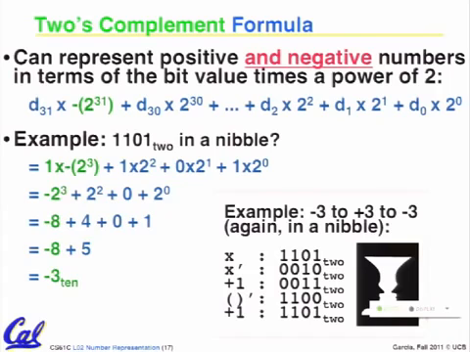Let's try it out. Well, 1 times negative 2 to the 3 plus 1 times 2 to the 2 plus 0 times 2 to the 1 plus 1 times 2 to the 0. This gives me negative 2 to the 3, which is negative 8, plus 4 plus 0 plus 1, minus 8 plus 5 gives you minus 3. So it's another way of getting to it. It's all symmetric. It's kind of cool.